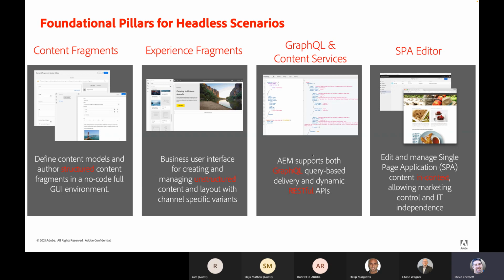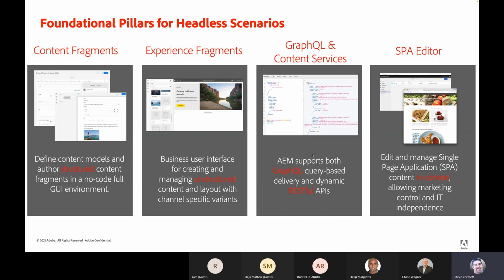First is content fragments. A content fragment is a way for content authors to create structured pieces of content that are reusable, both as headless content delivered to front ends, as well as content that's reusable within a traditional website, meaning I can still drag and drop content fragments onto a fully rendered page. So we'll talk about how those work, how you can create the content fragment model, which is the basis for the content fragment. As a non-developer, as an author, I can then create the content fragments from that model, and we'll show you how that works.